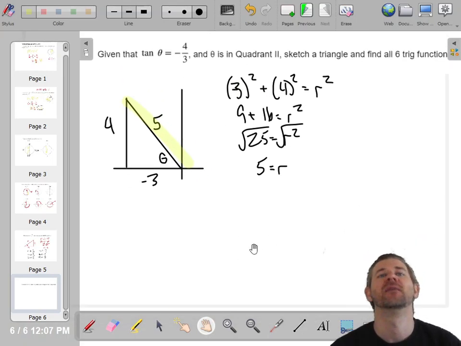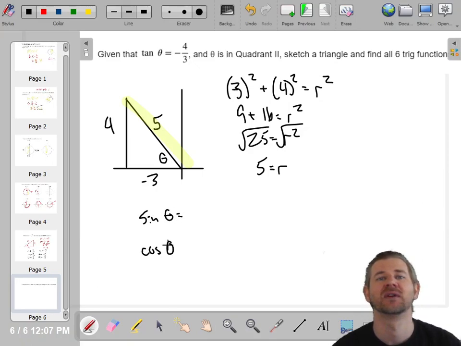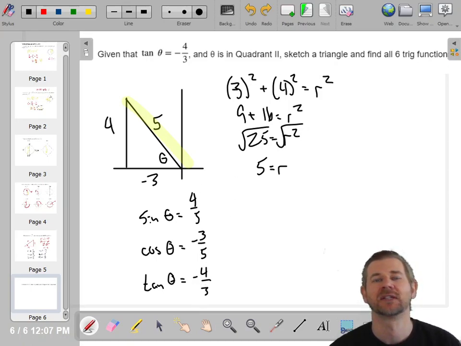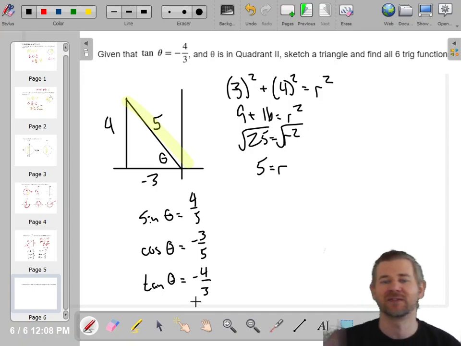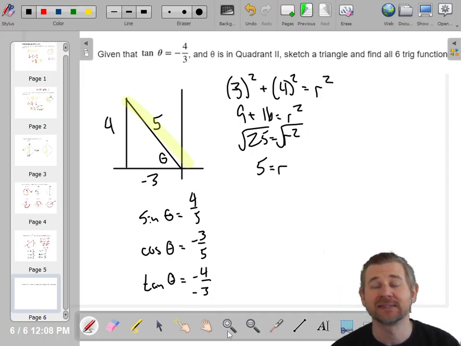So now that I have my triangle drawn, I can start to list them all. Sine of theta. Let's do the main 3 first. So sine of theta, opposite over hypotenuse is 4/5. Cosine of theta, adjacent over hypotenuse, is negative 3/5. And tangent is opposite over adjacent. Oh, that's what I gave you, 4 over negative 3. Now, it doesn't matter if you put the minus sign in the top or the bottom or out front, the fraction is negative if there's a negative in any of those places. If you put it twice, now it's not negative anymore, so don't do that.